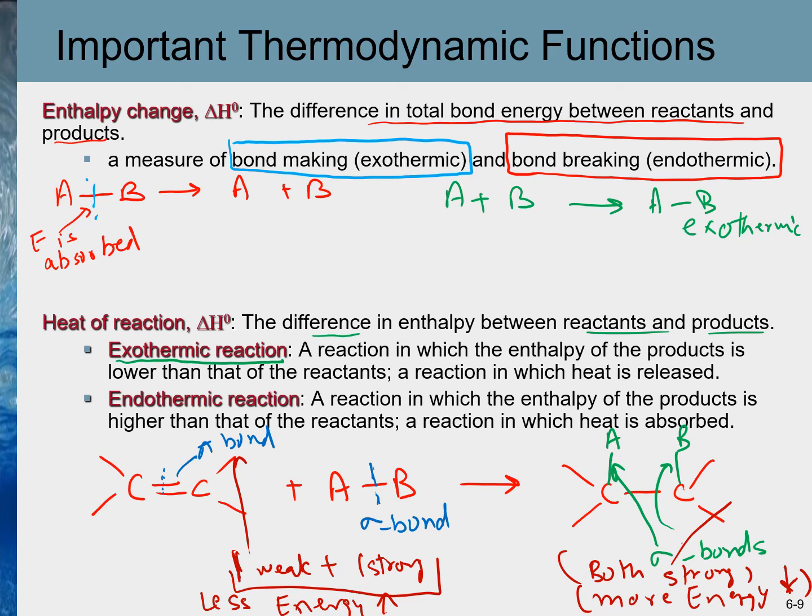So therefore, addition reactions of alkenes are exothermic because less energy goes in and more energy comes out. Similarly, there are many processes in which more energy is needed to break the bonds and less comes out. In those cases, a net overall absorption of energy will take place, or absorption of heat will take place. These kinds of reactions are known as endothermic reactions.